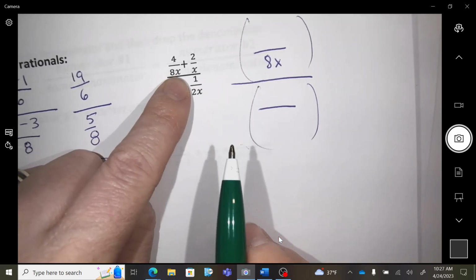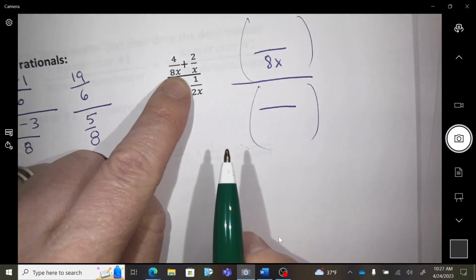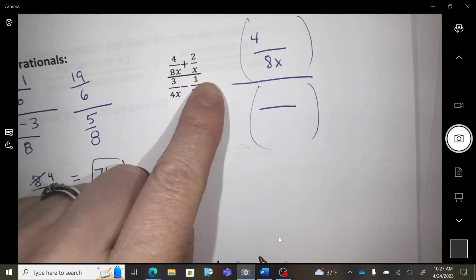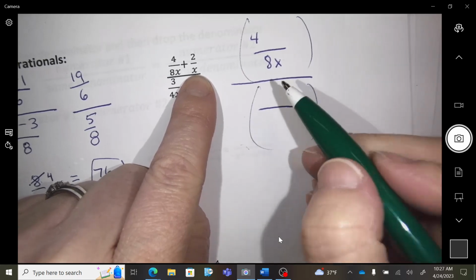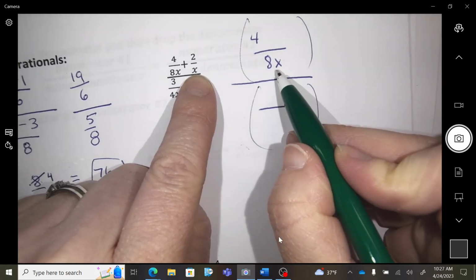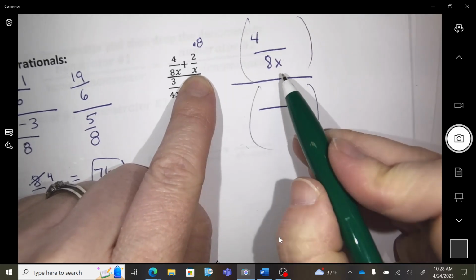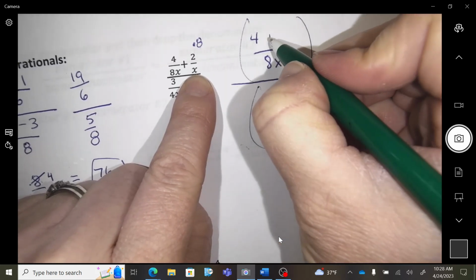Okay, first unit. The bottom is the same, so the top is just 4. The second unit, the bottom is not the same. I would have to times by 8. So 16.